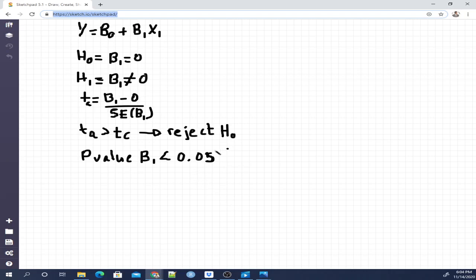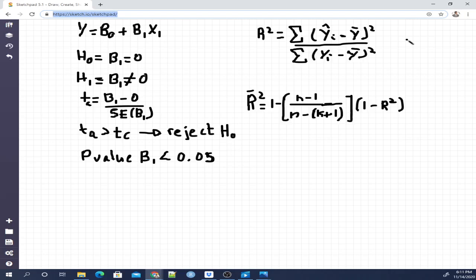Another way to look up whether the beta here is going to be significant is to look up the p-value. And the p-value that you get for calculating the t-statistic, if that's less than 0.05, then we're going to say that there is significant evidence to reject the null hypothesis, to reject H0 right here.